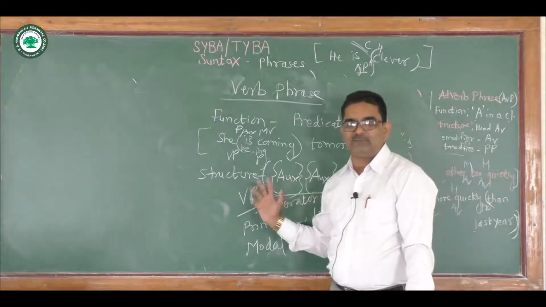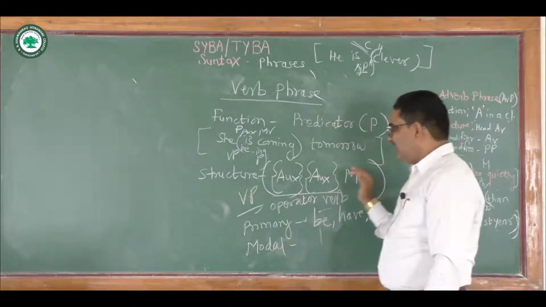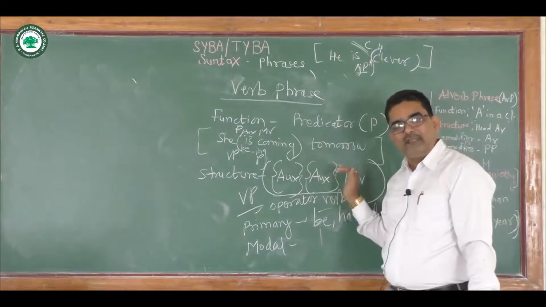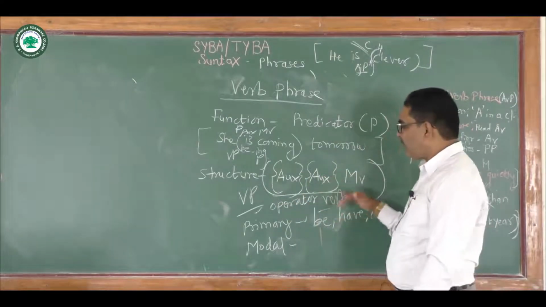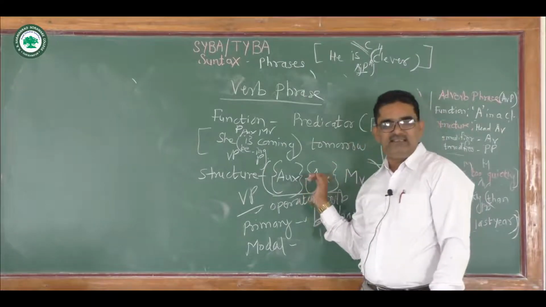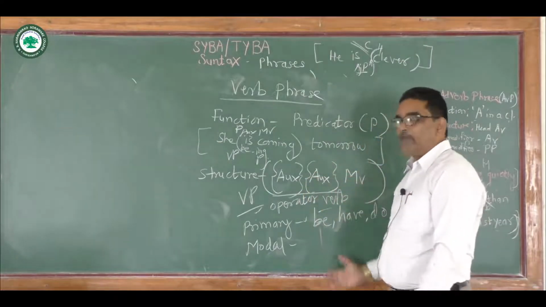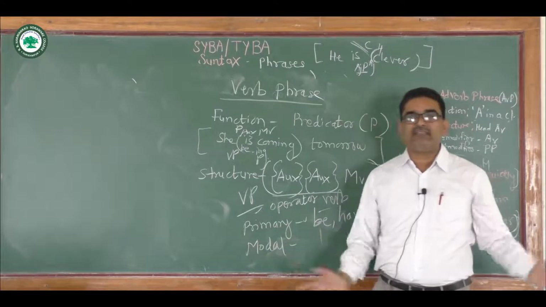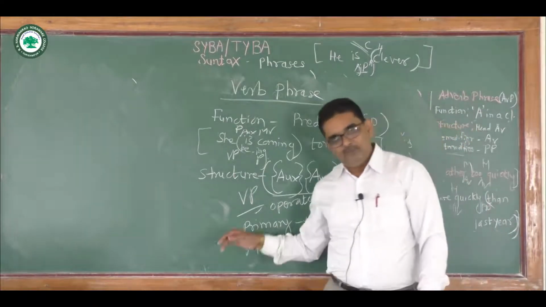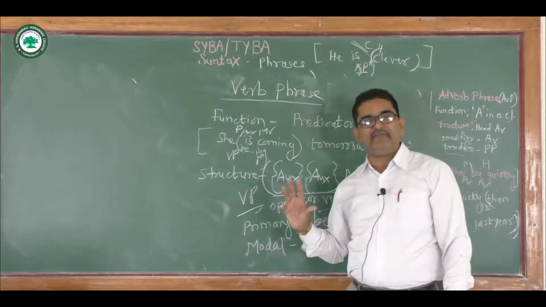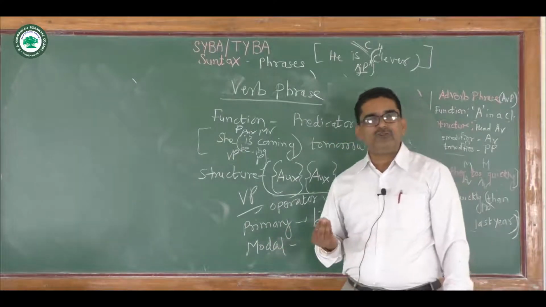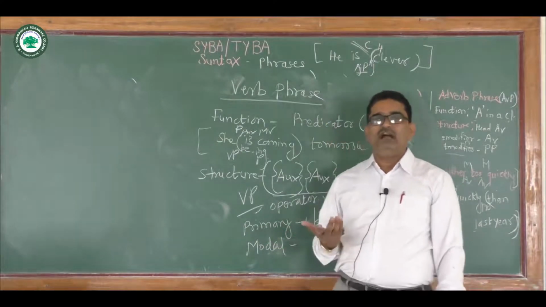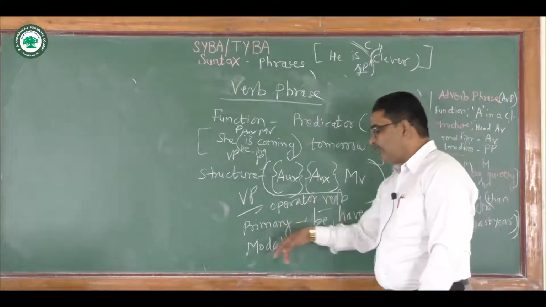They pre-modify the main verb. They come before the main verb, and that's why they are called auxiliary verbs or operator verbs, which can be divided into two categories: primary verbs be, have, do, and modal auxiliaries can, could, shall, should, will, would, need to, ought to.